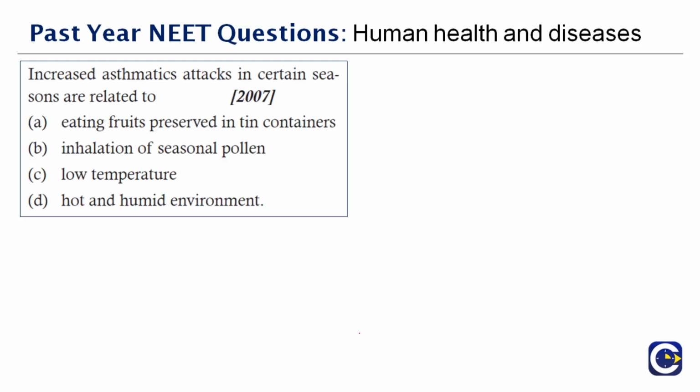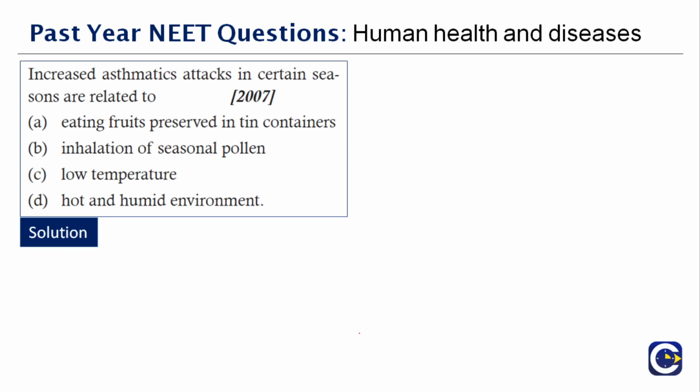Next question. Increased asthmatic attacks in certain seasons are related to dash. They're talking about asthma. So very easy question, right? Eating fruits, inhalation of seasonal pollen. They're talking about season here, so that's the clue.